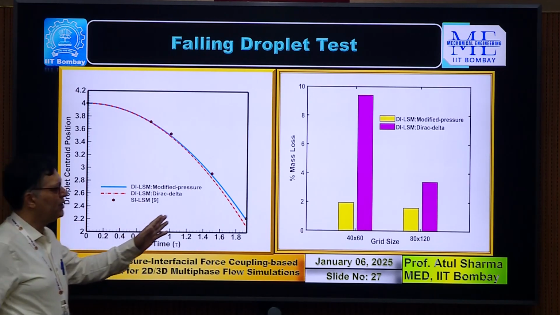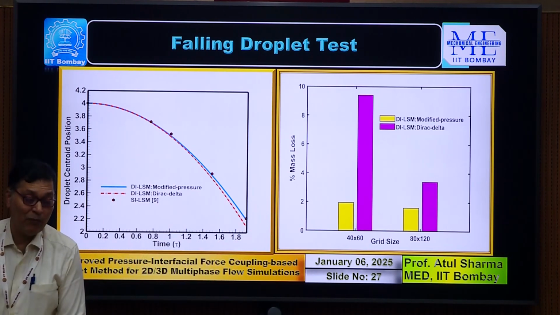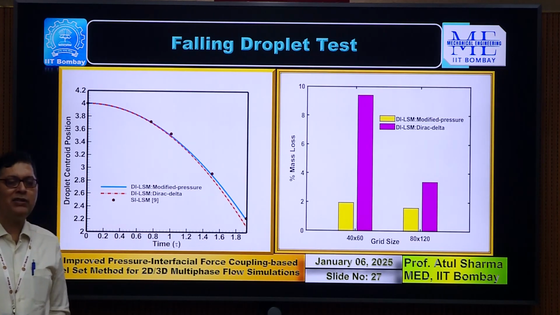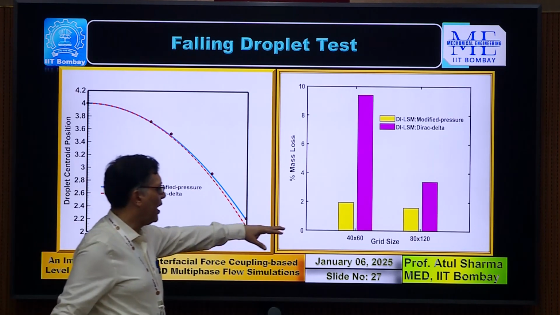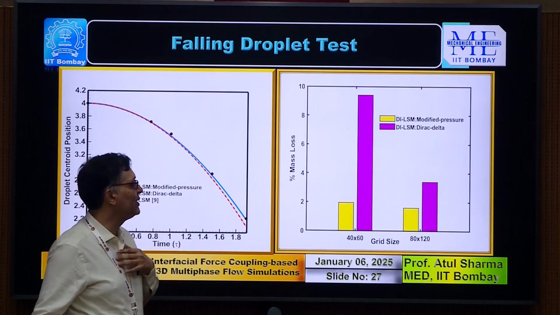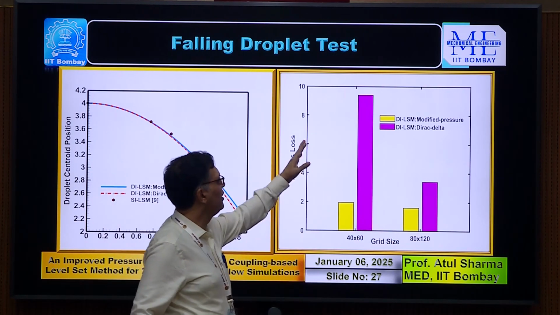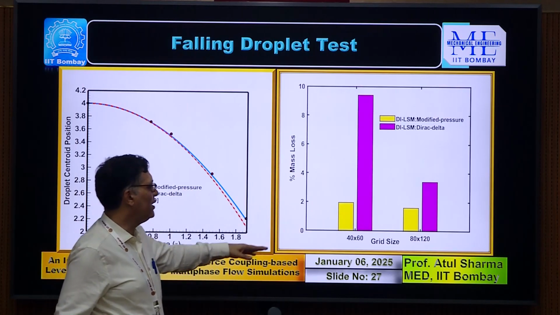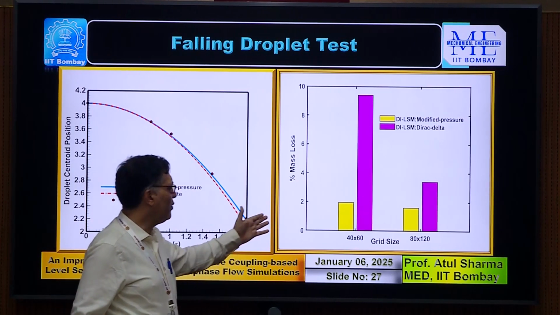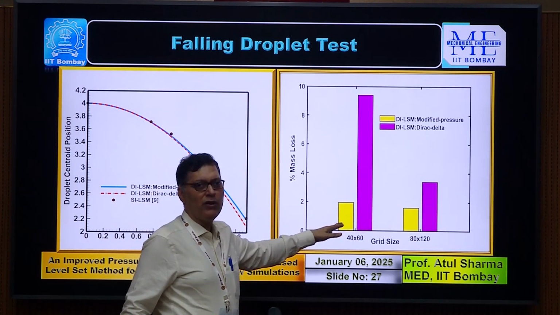But the more interesting thing is, as you change the grid size with the level set method, earlier mass error was one of the biggest problems, but when you keep refining the grid, the mass error reduces. In this bar chart, the pink bar is the traditional level set method. On the traditional level set method, 40 by 60, when you go to 80 by 120, there is a drop in error. The yellow bar corresponds to the improved method. In the improved method, there is a reduction, but already it's very small, so it's almost constant.